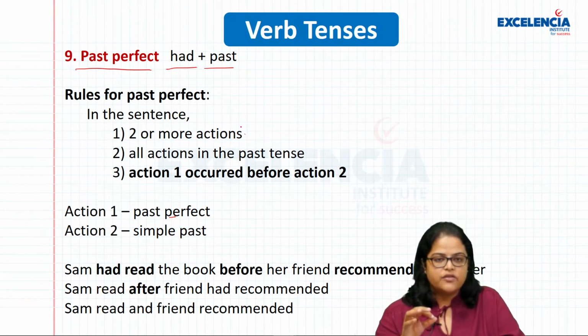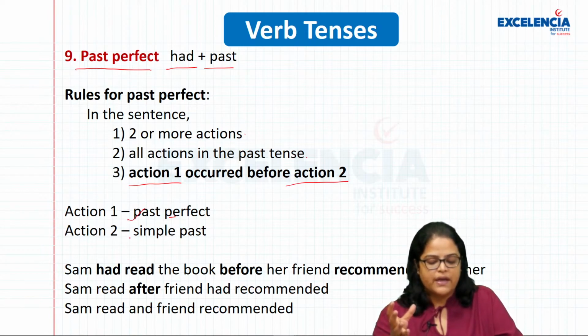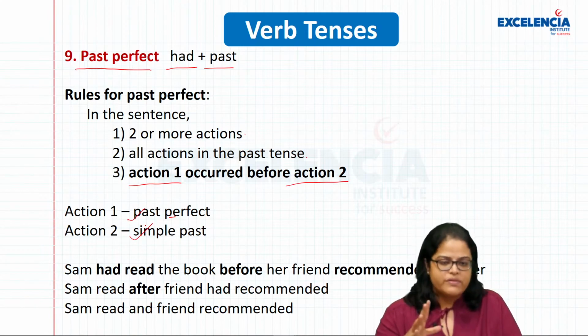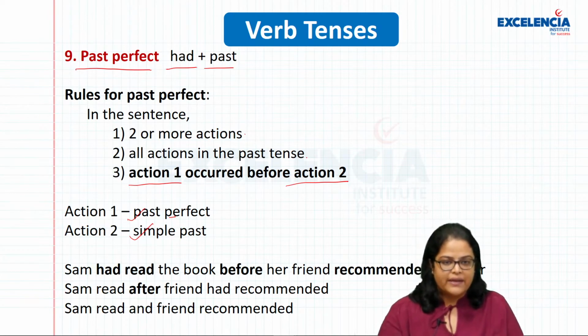In the sentence, there has to be two or more actions. All the actions have to be done in the past tense. From the given sequence of the sentence, action 1 should happen before action 2. In that case, action 1 is past perfect and action 2 is simple past. Obviously, we can't understand anything. Let me explain this. If I give you a simple sentence, okay, the next one.